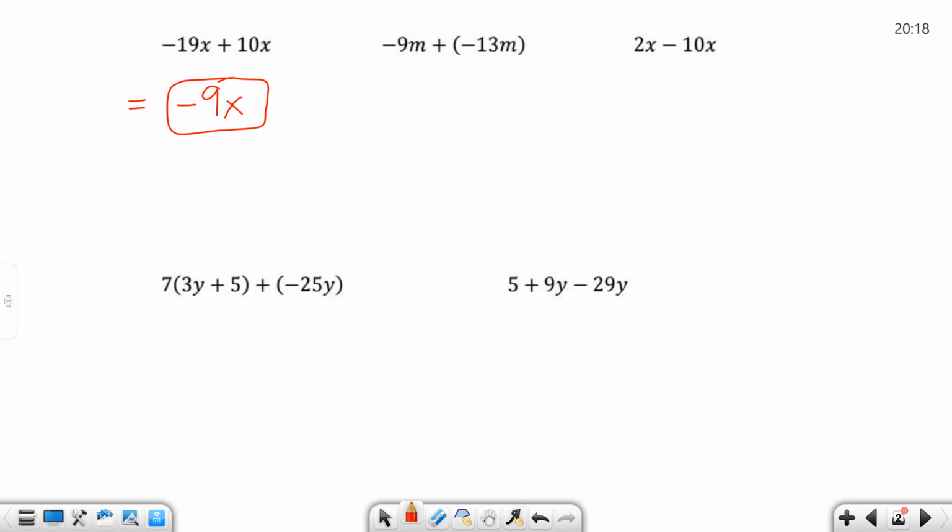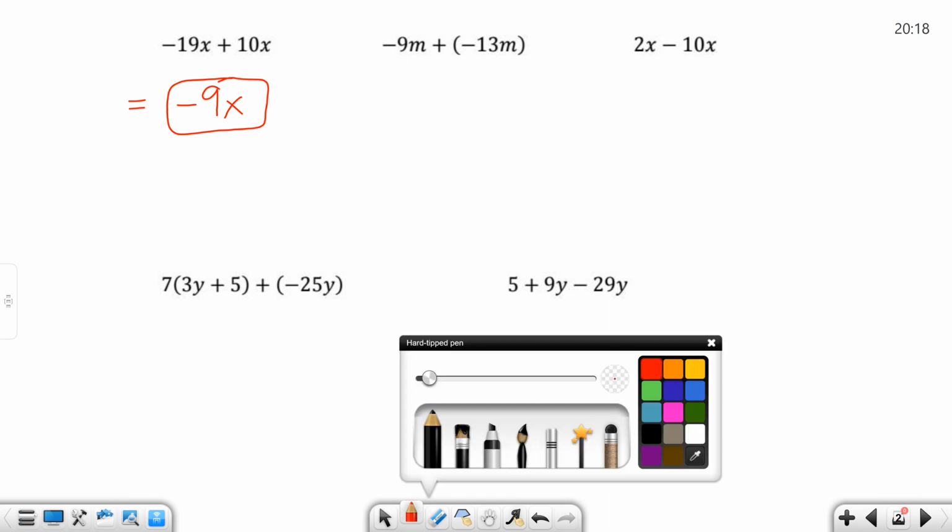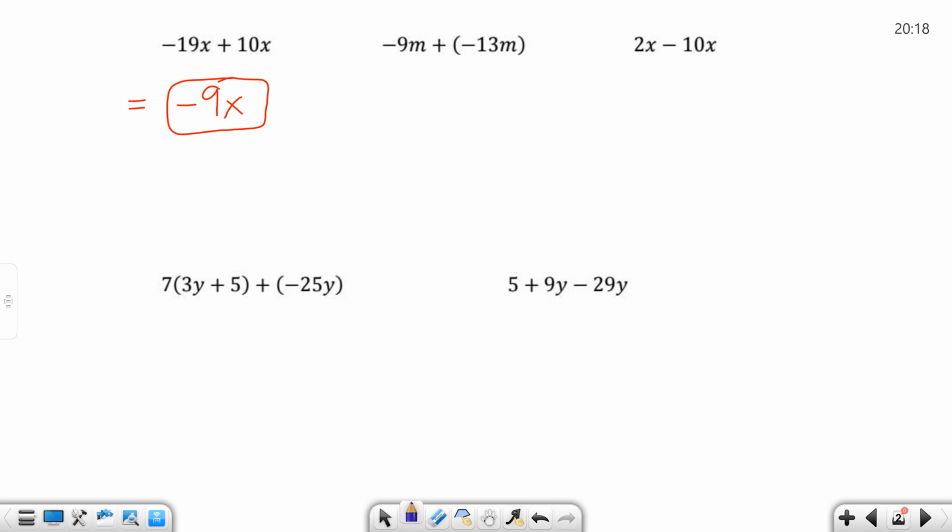You subtract because the signs are different. 19 minus 10 is 9, it's negative. And then when you combine like terms, you get a like term. I combine x's, I get an x. I don't get x squared. The x's don't go away. I get an x, okay? The only caveat to that is if 5x minus 5x is 0, there's nothing left. If you get 0, then the variable doesn't matter.